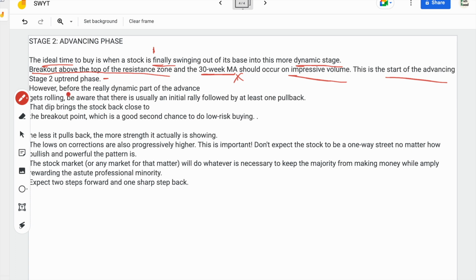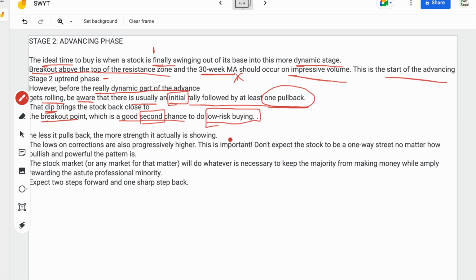What he has written then: before the really dynamic part of the advance gets rolling, be aware there is usually an initial rally followed by at least one pullback. Very important. The word initial here and one pullback is very important. And he also says that the pullback dip, he's using the word dip, but it's the same thing, close to the breakout point, which is a good second chance. Interesting. He says second chance to do low risk buying.